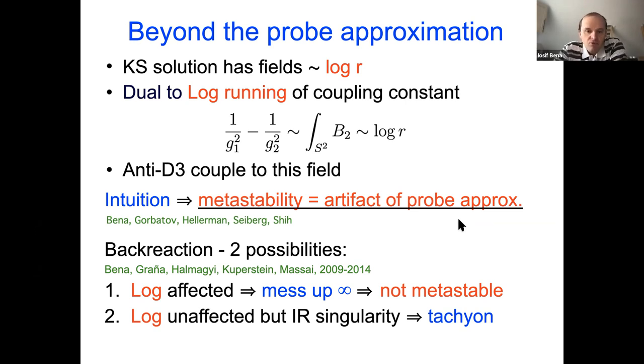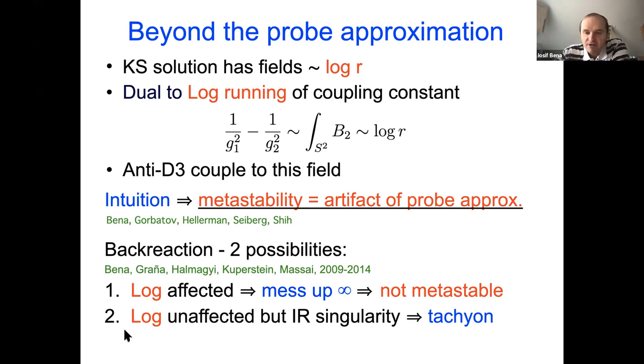One possibility, and it's a very complicated solution, it depends on, like, 10 fields and so on and so forth. One possibility is that you can arrange that the infrared of the solution is very happy, but the flux is affected, then this messes up the UV, and then the anti-branes are not metastable. So you can find a solution with a happy infrared, with no singularity in the infrared, but with a screwed-up ultraviolet, which again doesn't correspond to a metastable vacuum.